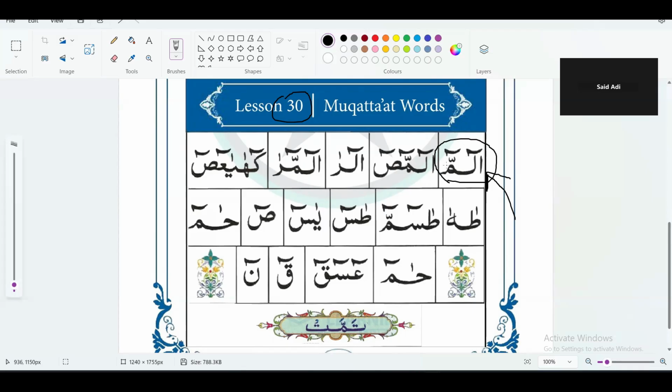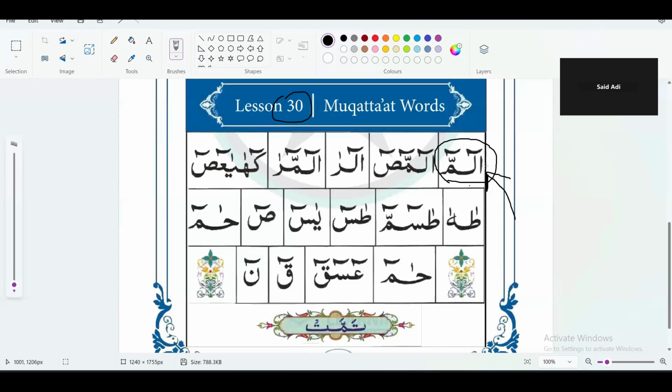And then after we connect with meme, because meme has shad. And if you remember, I told you whenever meme or noon has a shad sign on it, then we make a gunna. We hide our voice in our nose. So after stretching lam, we connect with meme and then do gunna, and then we stretch meme as well, because meme also has a mud on it.